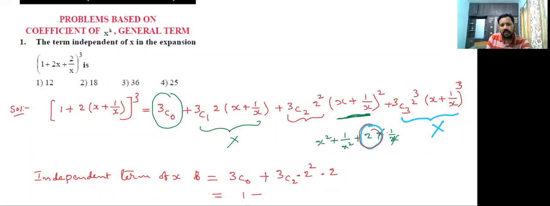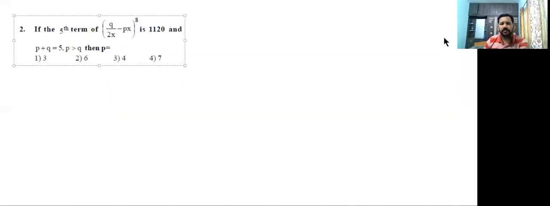3C0 means 1, 3C2 means 3, 2 square is 4, 4 2s are 8, 8 3s are 24, 24 plus 1, that is 25. The term independent of x in that expansion is 25. Independent term means constant term. The sum of constant terms is 25 finally. Fourth option is correct.